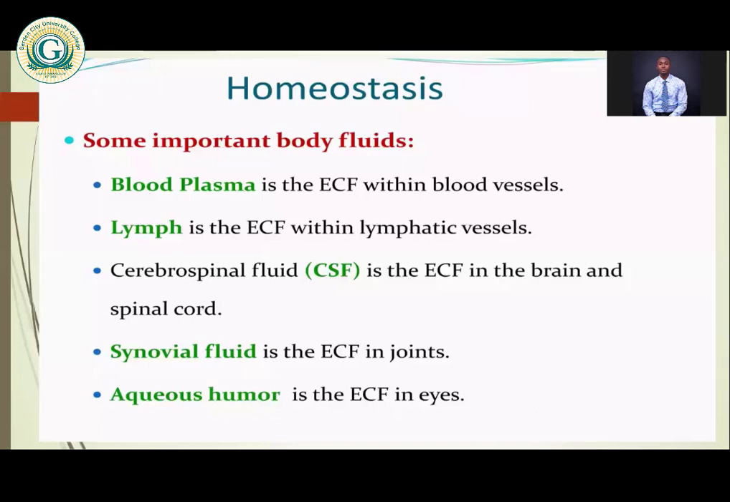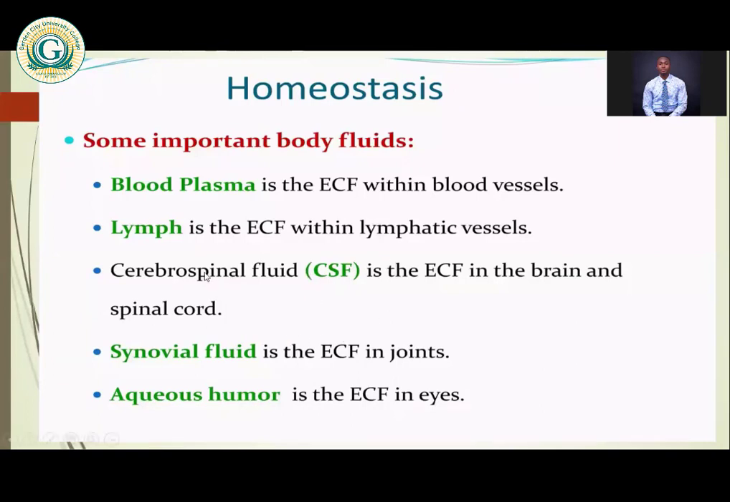So these cells are found in a fluid called blood plasma. Then we have the lymph, which is also an example of extracellular fluid within lymphatic vessels. And we have cerebrospinal fluid, an extracellular fluid in the brain and the spinal cord. We have synovial fluid, which is found in joints, in between bones. Then we have aqueous humor, which is an extracellular fluid in the ocular space, the spaces of the eye.